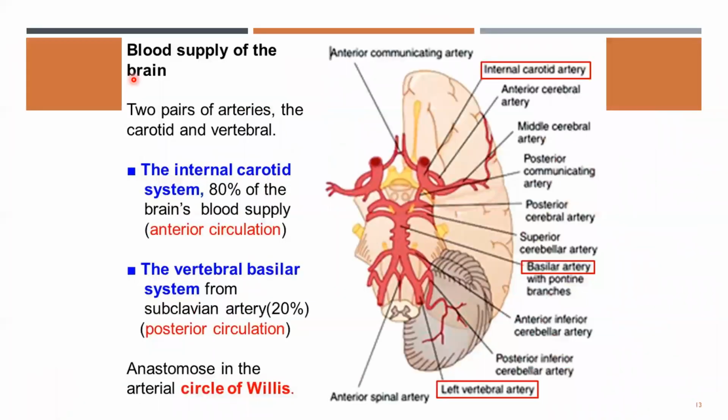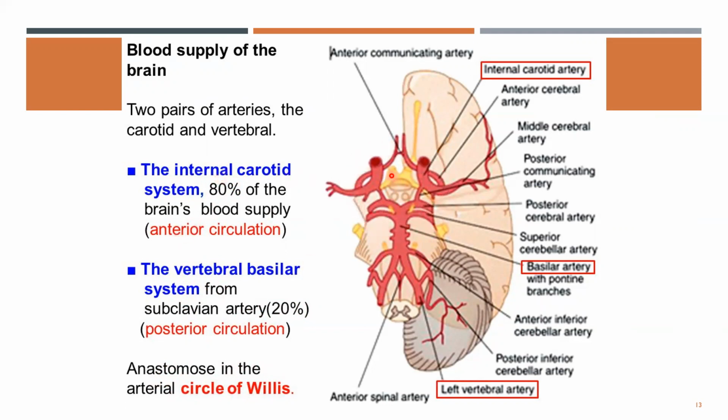The blood supply of the brain comes from two pairs of arteries, the carotid and vertebral arteries. The internal carotid artery system comprises 80% of the brain's blood supply, which is the anterior circulation. The vertebral basilar system from the subclavian artery comprises 20%, the posterior circulation. The different branches anastomose in the arterial circle of Willis. So this is the circle of Willis. We'll discuss the different structures of the circle of Willis one by one.